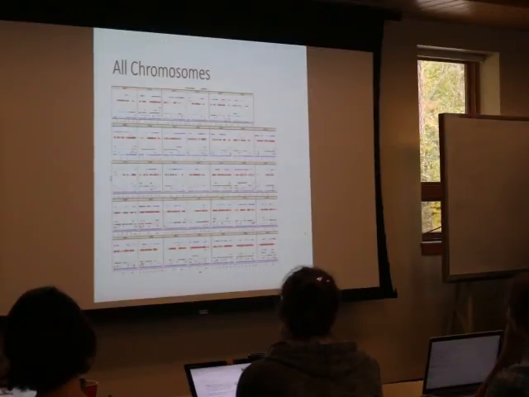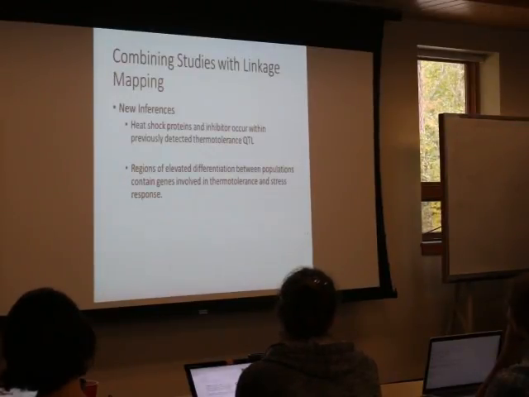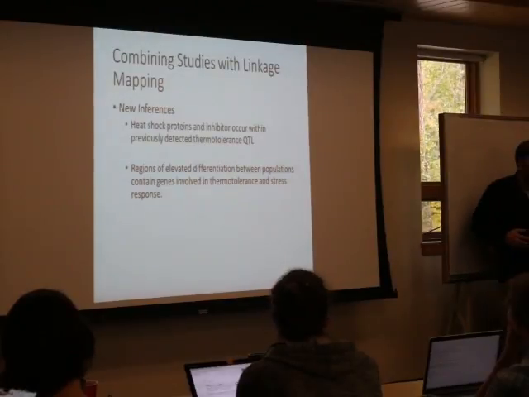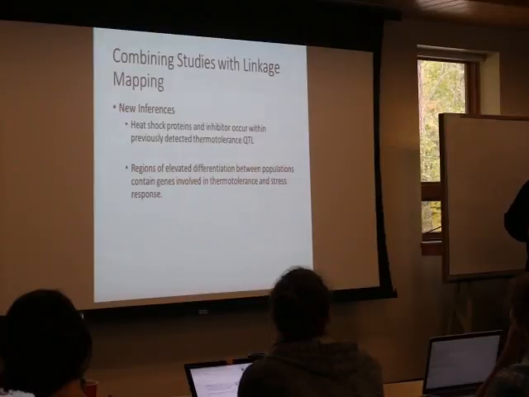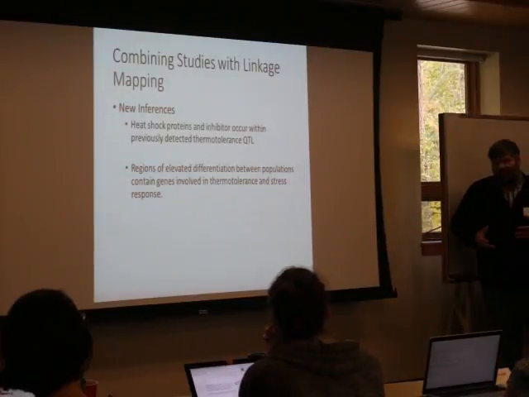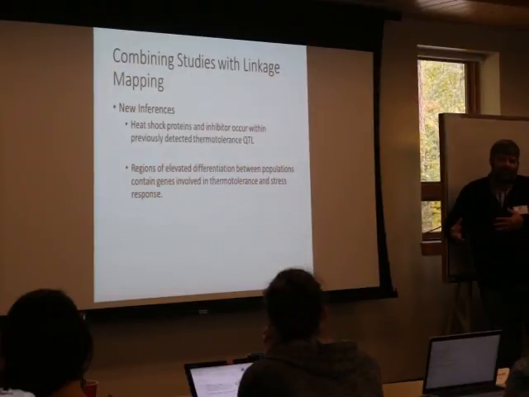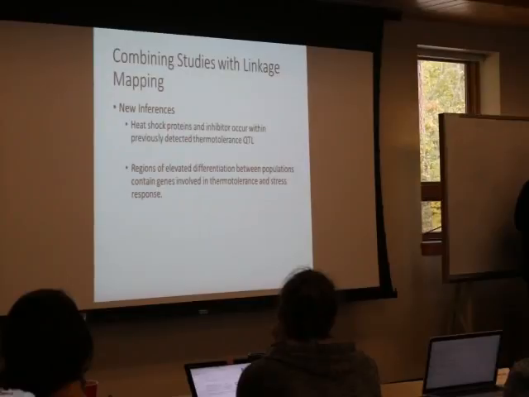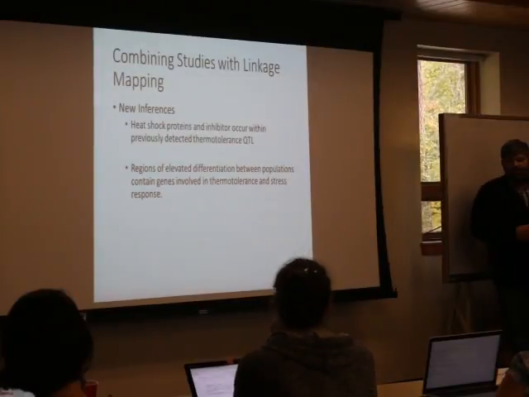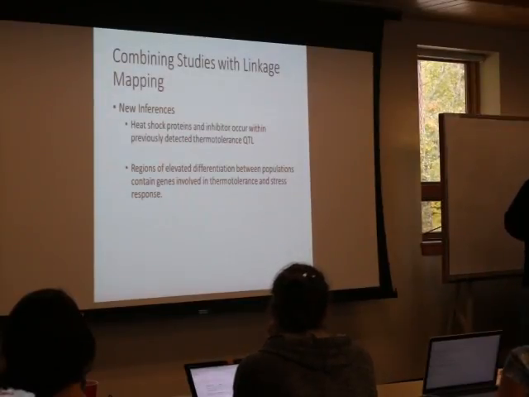This is the whole map, but by combining these studies, we're able to get some new inferences. Of the 2 peak QTL in the thermotolerance study, one of them had a heat shock protein under it, and the other QTL had the inhibitor for that heat shock protein. So that's pretty good evidence that those are both involved in thermotolerance in the species.